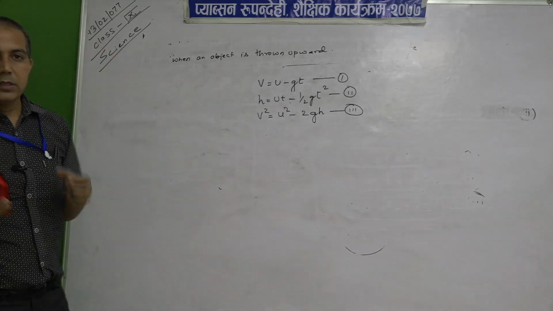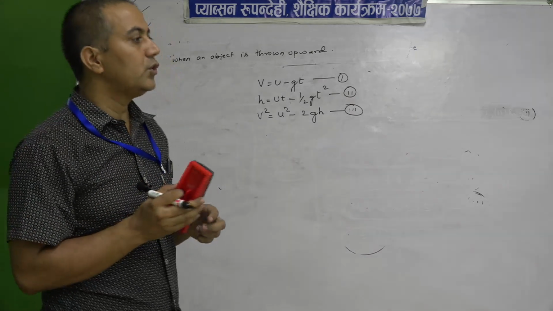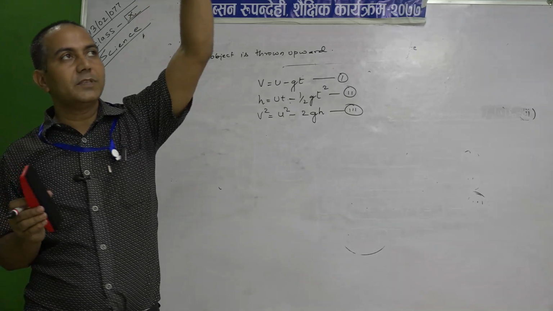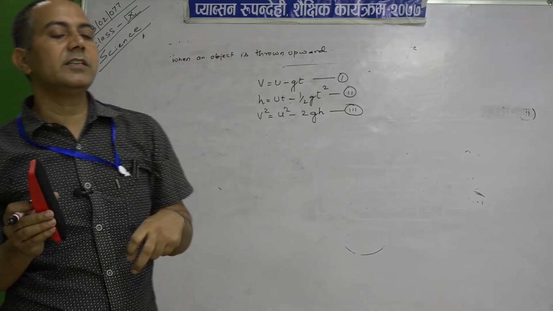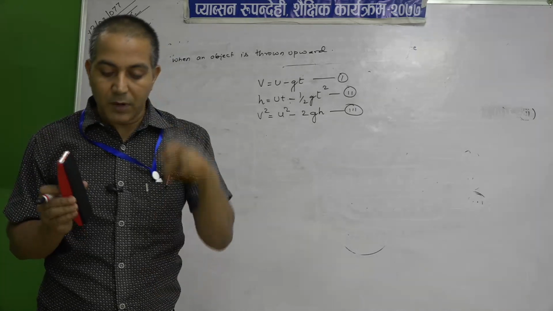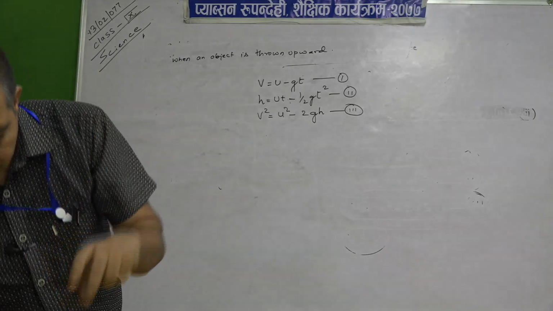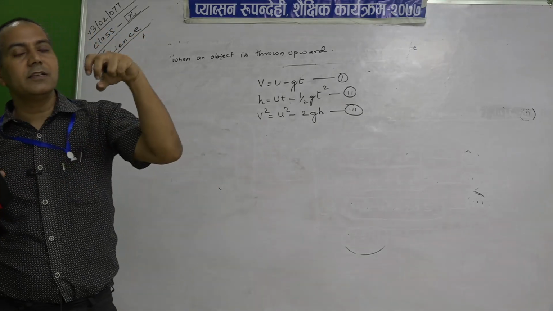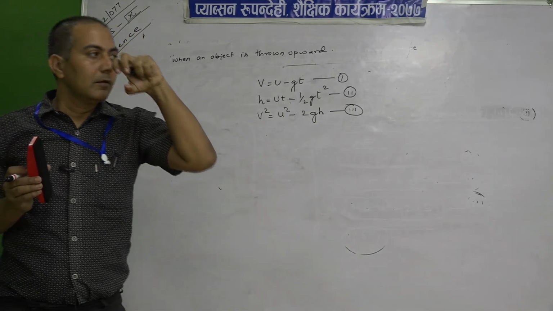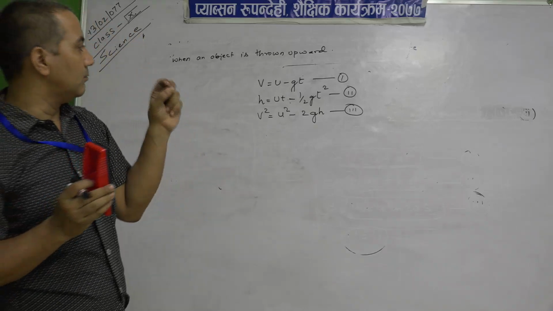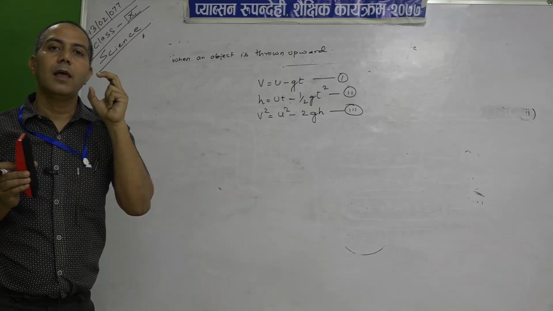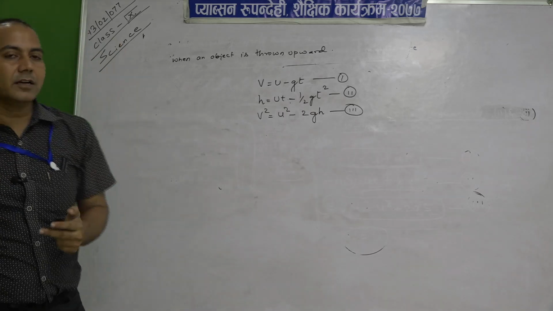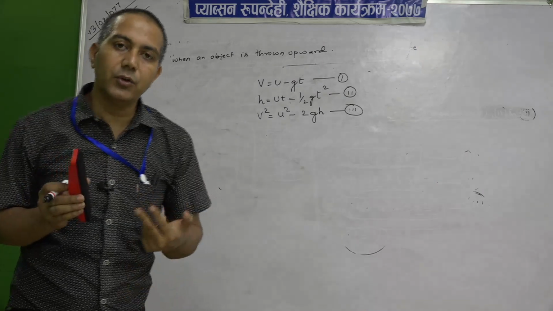So, these are the three things which you have to remember: only when the object is freely falling, the equations will remain similar, but the only change is the symbol of distance covered will change into height, and acceleration into acceleration due to gravity.